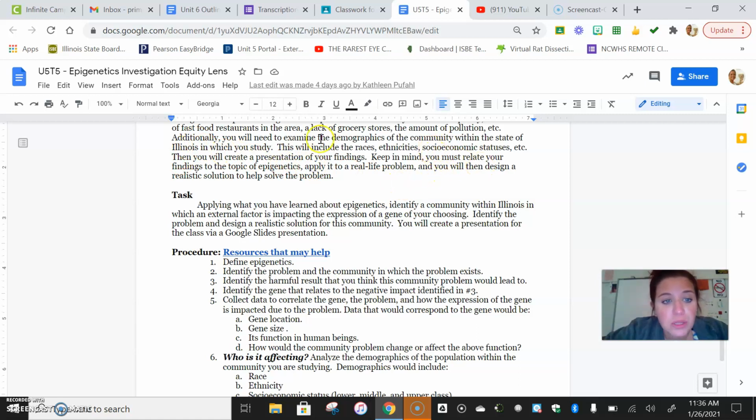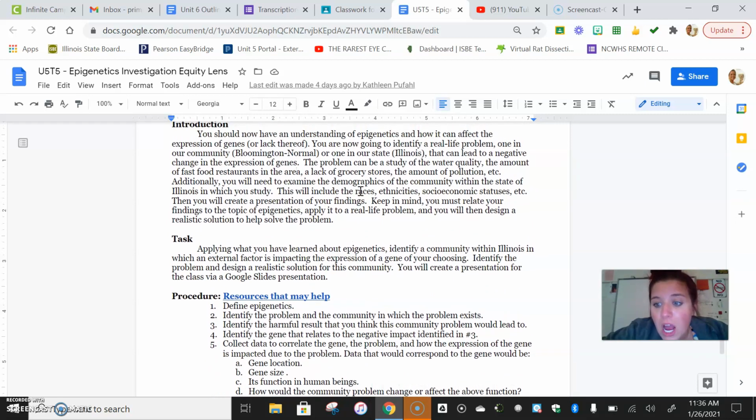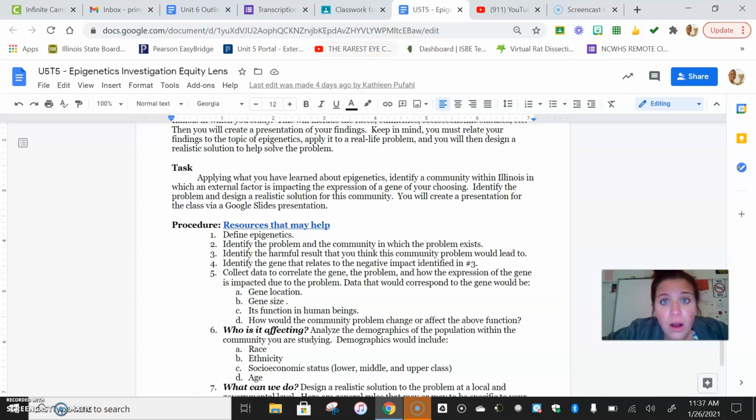Keep in mind, you must relate your findings to the topic of epigenetics. Apply it to a real-life problem, and then you will design a realistic solution to help solve the problem. So, for example, if you choose the amount of smokers in a town, whether it's Bloomington Normal or a different part of Illinois, what you can look at is how it might pollute the air and affect the air quality, and maybe look at the rate of asthma, and maybe you'll be able to look at how the expression of an asthma gene or lack thereof is affected by the amount of smokers in that area.